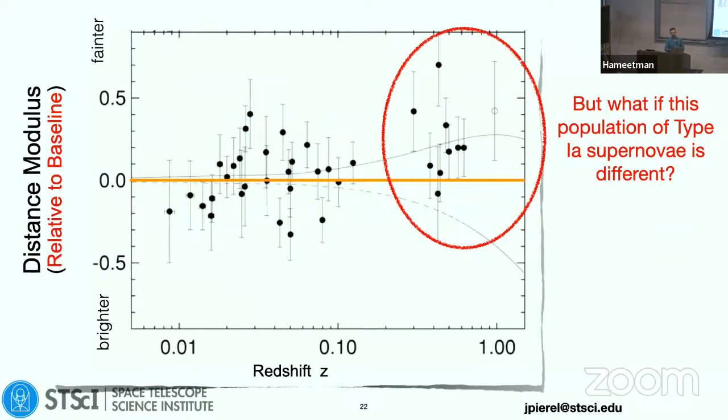Is dark energy changing with time? Is it getting stronger with redshift or weaker with redshift? If the population of Type Ia supernovae is different at different redshifts, then that will significantly bias the measurements that we are currently planning to make over the next 5 to 10 years.